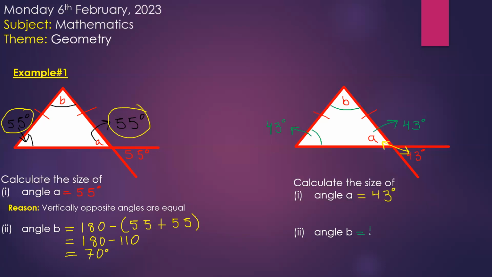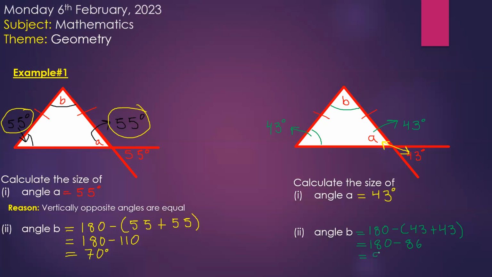So we do 180 degrees minus 43 plus 43. That's going to be equal to 180 degrees minus, what is 43 plus 43? 86. And what is 180 minus 86? 94.